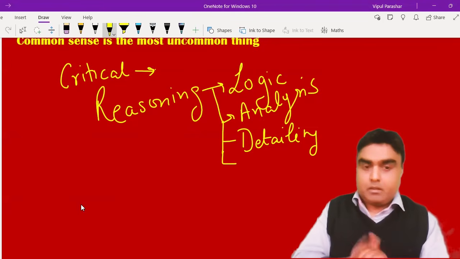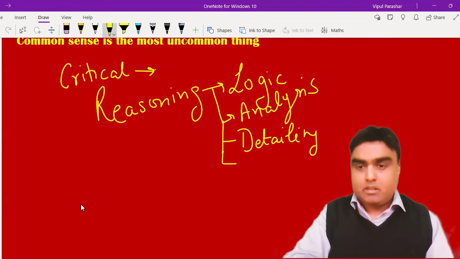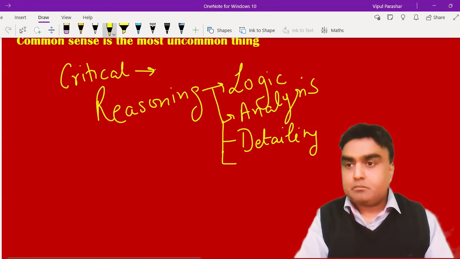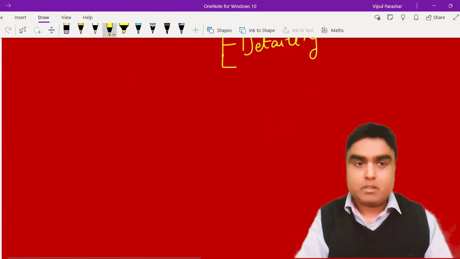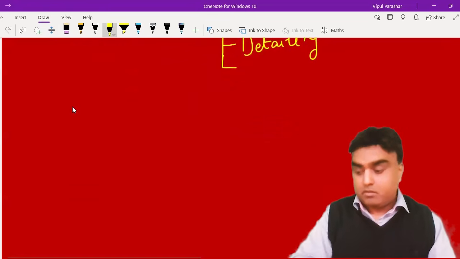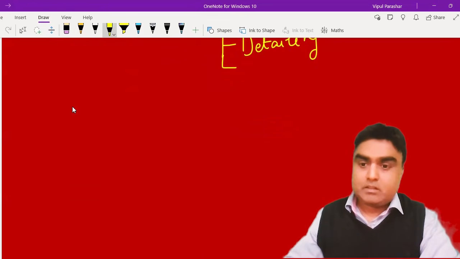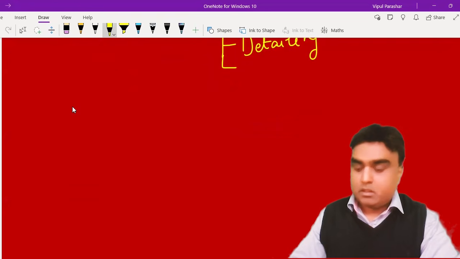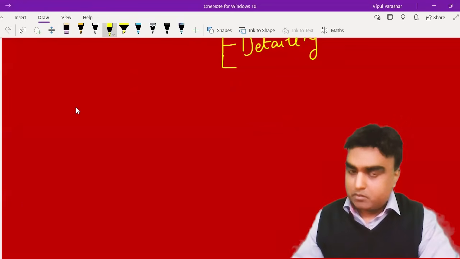Now, when we talk about the critical reasoning aspect of the class, there are some things you have to always keep in mind. Some things very basic, but that will change the whole direction of this class. This is not a reading comprehension type of session. I will just try to make you understand the critical reasoning aspect of it.